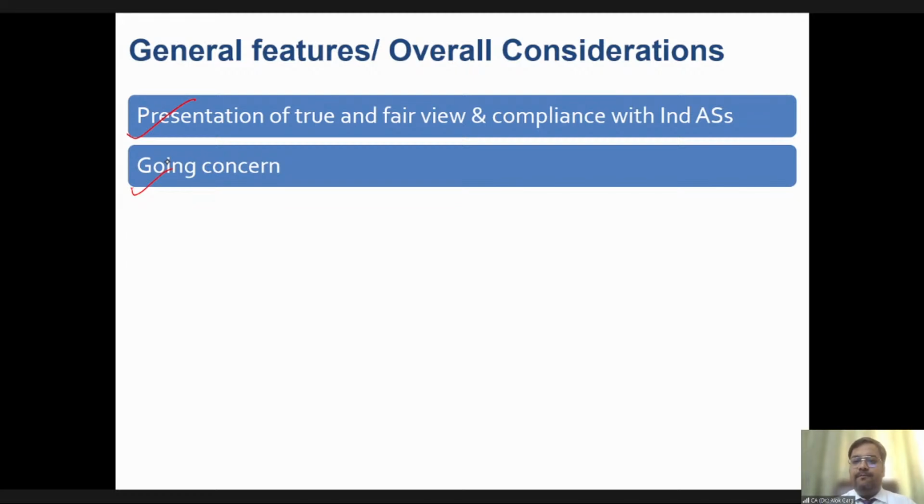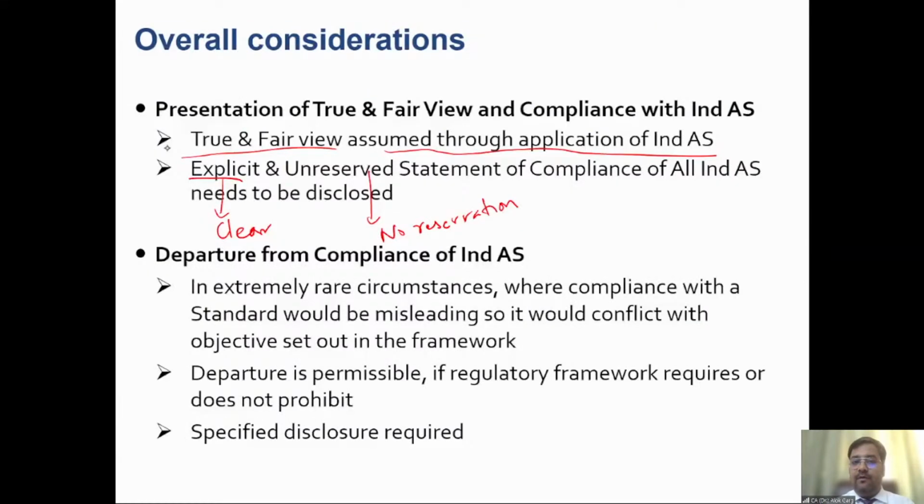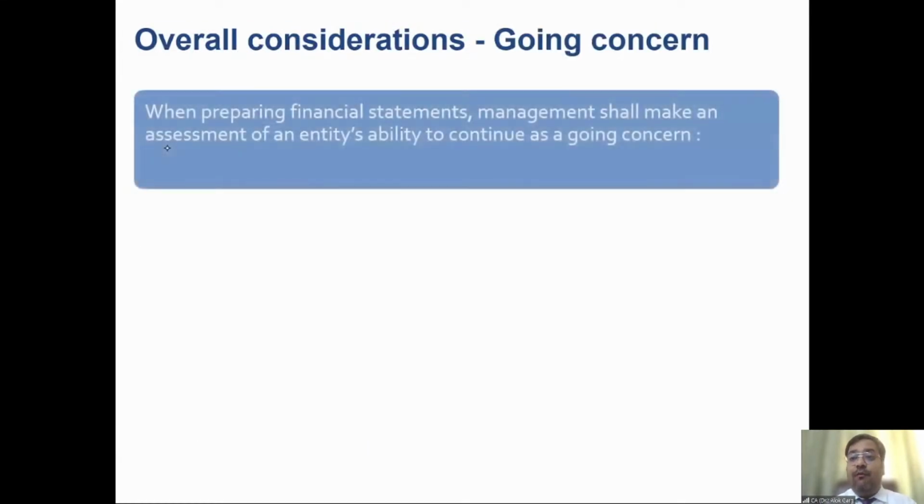Right. Sir, run forever means what? Whether it will run forever since infinity? How can we predict that? What will happen after 20 years, after 15 years? So the standard and framework say that the management must have a fair idea about a foreseeable future. What is meant by foreseeable future? Foreseeable future means 12 months from the reporting date, right?